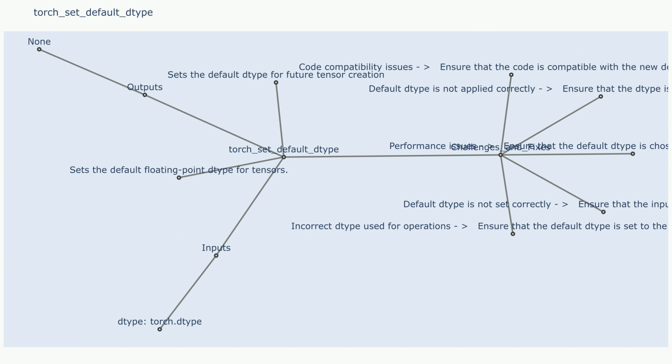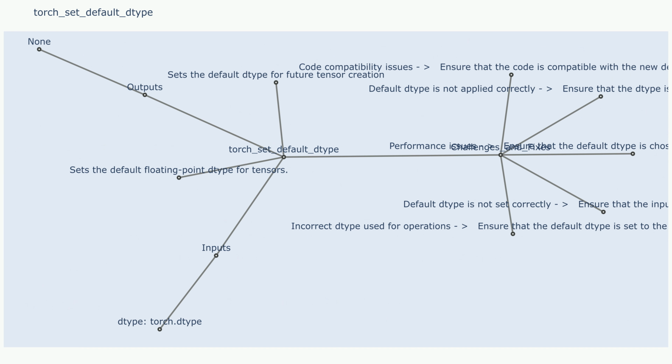Data type issues when loading or saving models or data. Sample use case. If you load or save models or data that were created with a different default data type, you might encounter issues when using them with a different default data type setting.